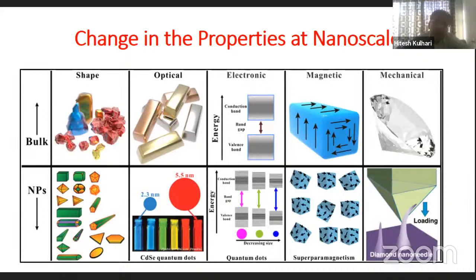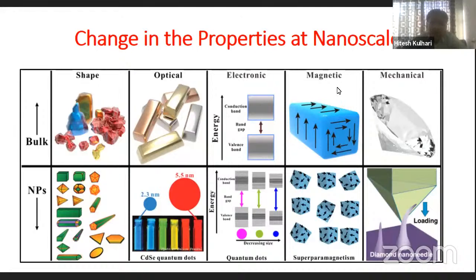Similarly, the electronic properties of the material will also change if you convert it from bulk to nanoparticle. As you reduce its size, there will be an increase in the band gap. I think most of you science students know what the band gap is. Band gap is the energy difference between the valence band and the conduction band. So as we decrease the size of the material, there will be an increase in the band gap, and because of that, their electronic properties change.